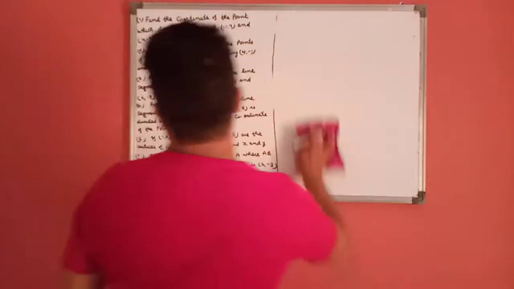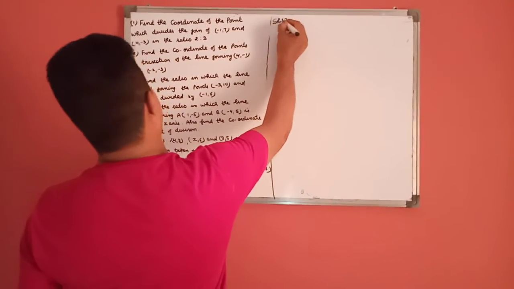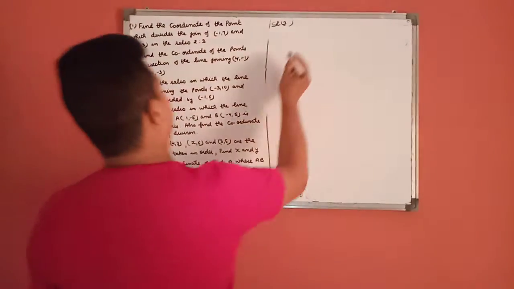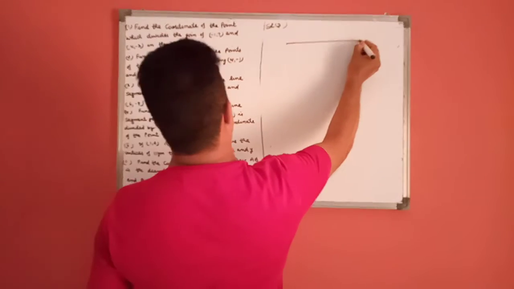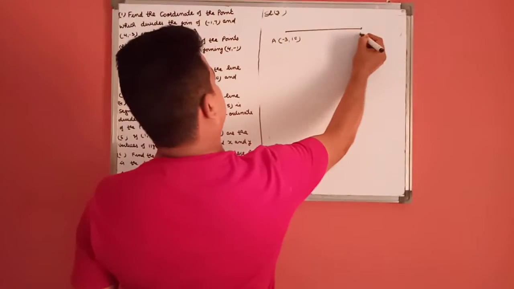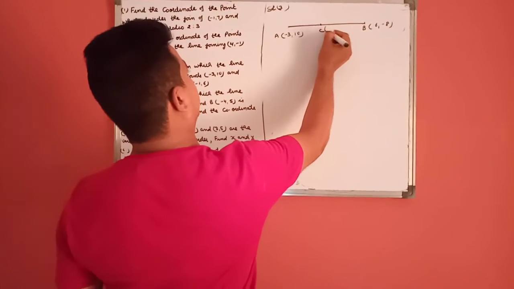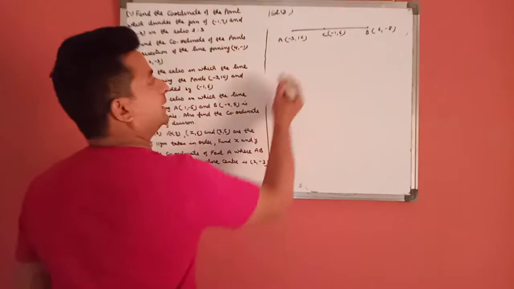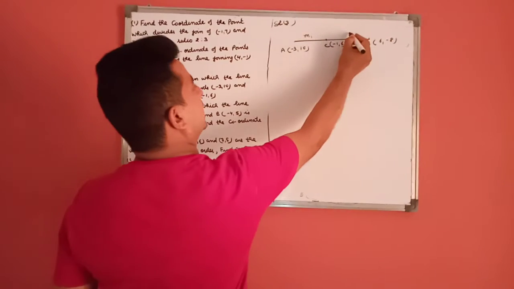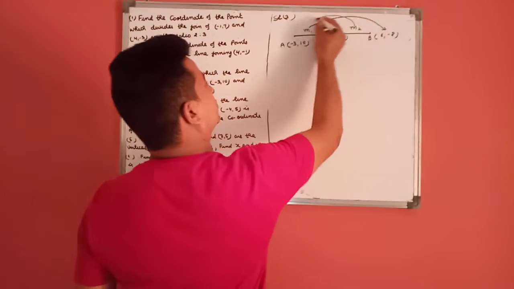In question number 3, the solution is to find the ratio in which the line segment joining these points is divided. The first point is (3, 10), the second is (6, 8), and the dividing point is (1, 6). Let us take the ratio as m1:m2.